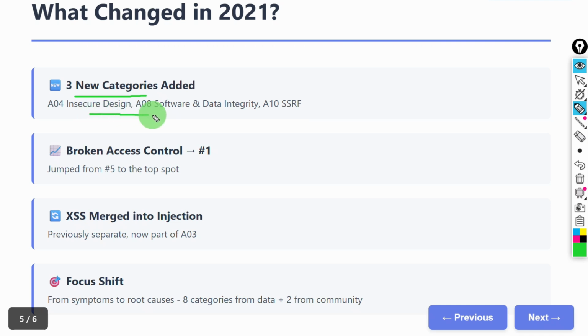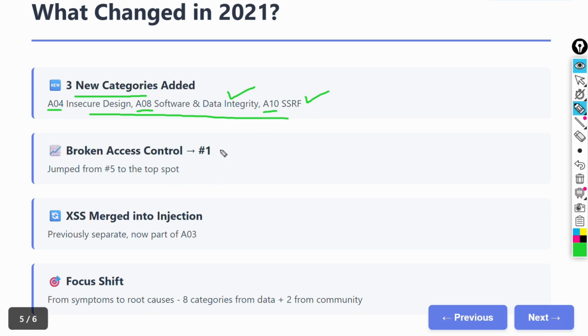So that is where the new categories are introduced, which are A04 insecure design, A08 software and data integrity, and A10 server side request forgery. This insecure design focuses on missing or weak security controls in the architecture design itself. Software and data integrity highlights supply chain attacks and CI/CD risks. And server side request forgery was added because of community prioritization, and it is one of the growing threats. So that is the reason it came into picture.